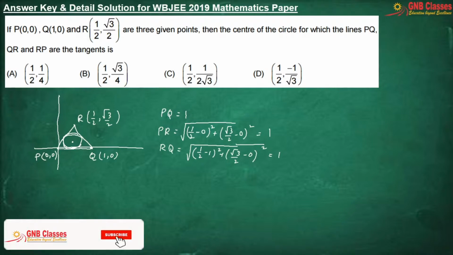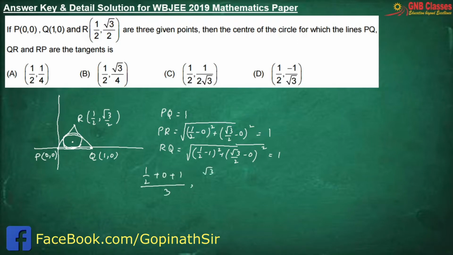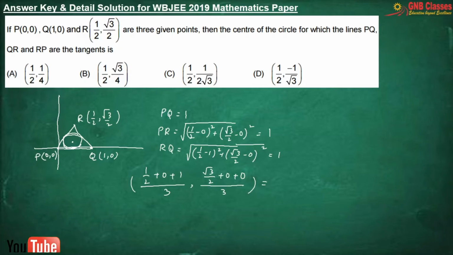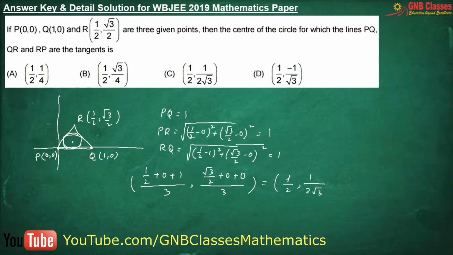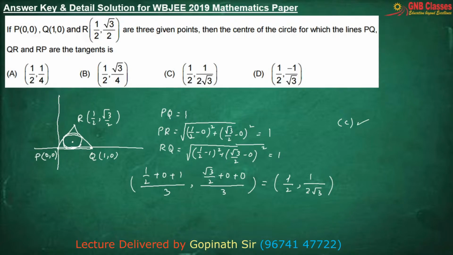Therefore, the center of the circle is the centroid of the triangle PQR, which is equals to, which is the center of the circle. Here it is coming to, is it clear? Therefore, our option C is correct. Okay. I will rank this problem as a moderate one. Okay. Let us move for the next problem.